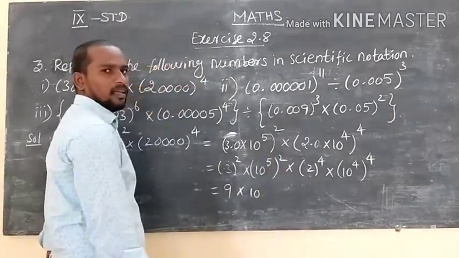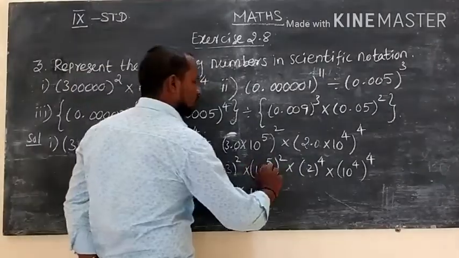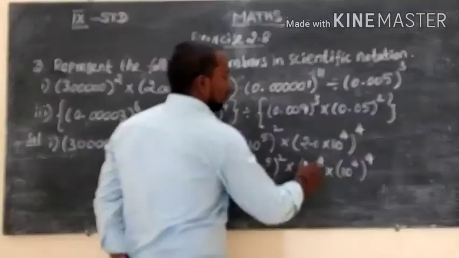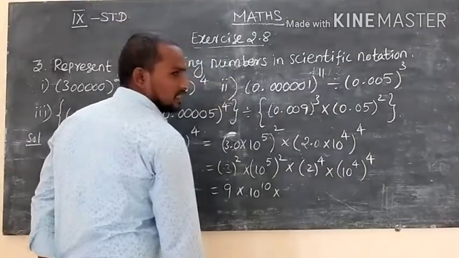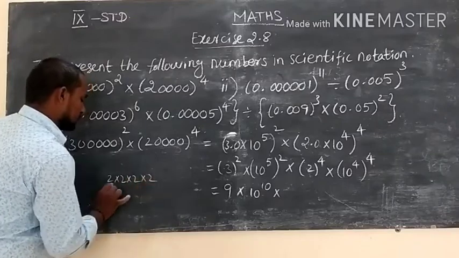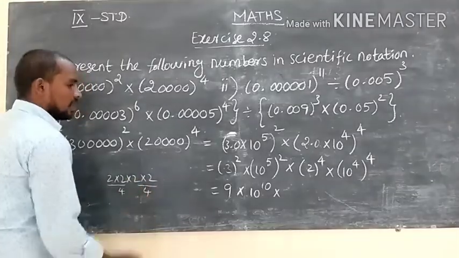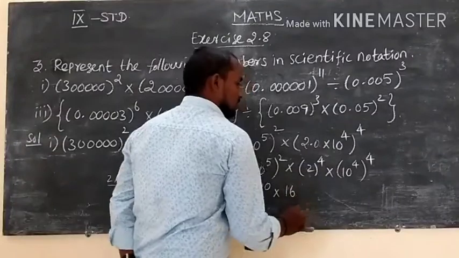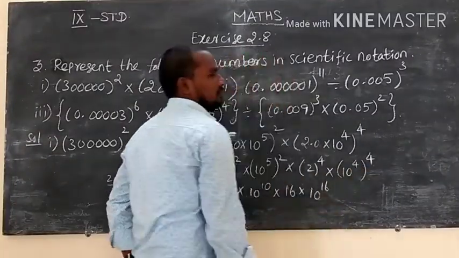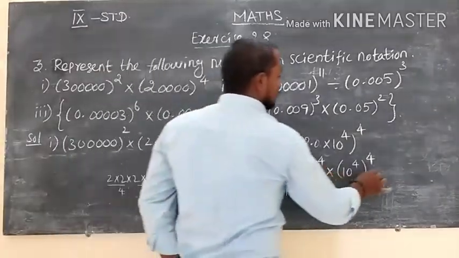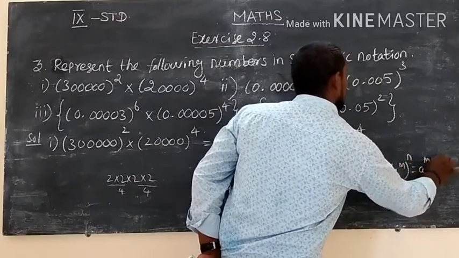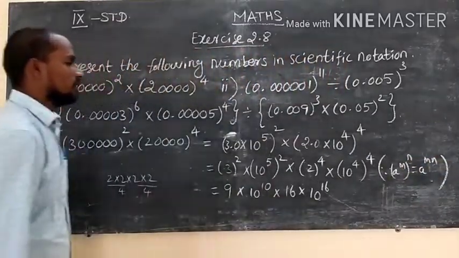What is the exponential formula? (a power m) power n equals a power mn, the product of powers. 5 twos are 10, into 2 power 4. 2 multiplying 4 times we get 16. So 2 into 2 into 2 into 2. 2 twos are 4, 2 twos are 4, 4 fours are 16. So this value is 16 into 10 power 4 fours are 16. In the same manner, the formula is (a power m) the whole power n equal to a power mn. This is your formula. Don't forget.